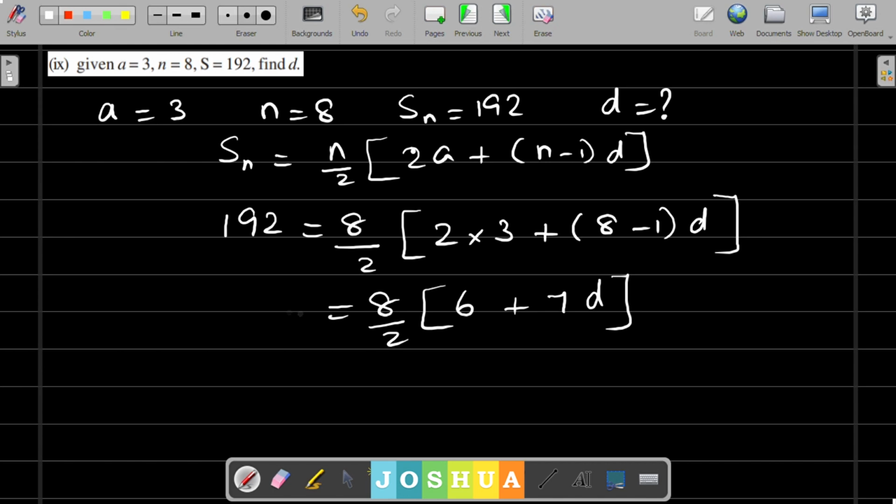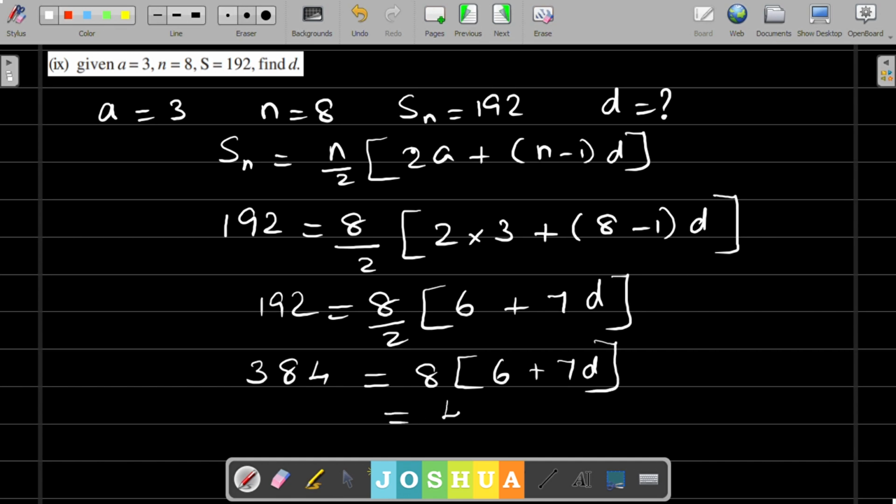So that is equal to 8 by 2 times 2 into 3, 6 plus 7d, that is equal to 192. Okay, so cross multiply here: 192 into 2 equal to 384, that is equal to 8 times 6 plus 7d. Or 8 sixes are 48 plus 7 sevens are 49, 8 sevens are 56d, that is equal to 384. I'm going to take the same equation to the next page.